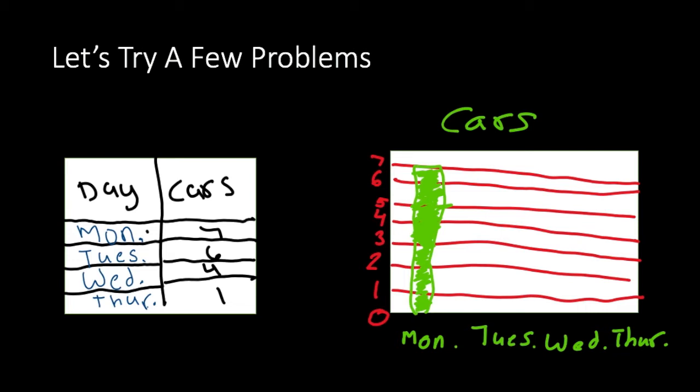Now let's see what we have for Tuesday. Tuesday they have 6 cars. Let me change my color here. 6 cars, so I'm going to plot all the way up to 6. All the way up to here because that's 6, and then all the way back down here. And now let me just color that.